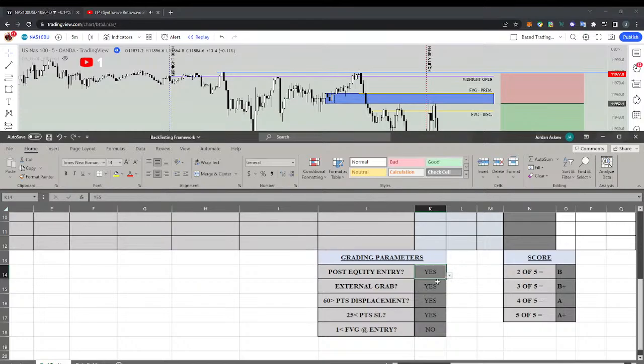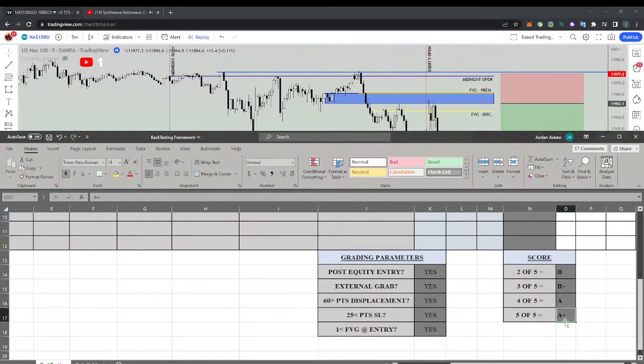Was the entry available post-equity? Yes, it was. Was there an external liquidity grab over an internal liquidity grab? Yes, there was. Was there more than 60 points of displacement? Yes, in this case. Was there the ability to set a 25 point or less stop loss? Yes, we had that. Was there one fair value gap at entry? In this case, yes, there was. All right, so if 2 out of 5 of these quality parameters are true, then we're going to give it a B grade. If 3 out of 5 are true, then we give it a B+, 4 out of 5 is an A, and 5 out of 5 is an A+ setup.